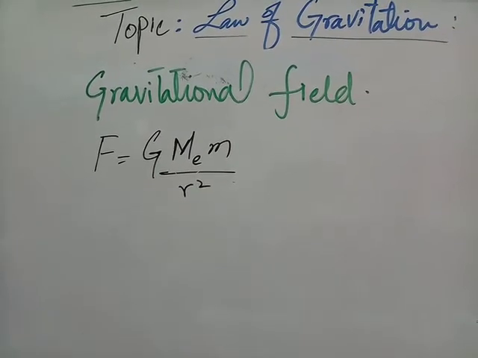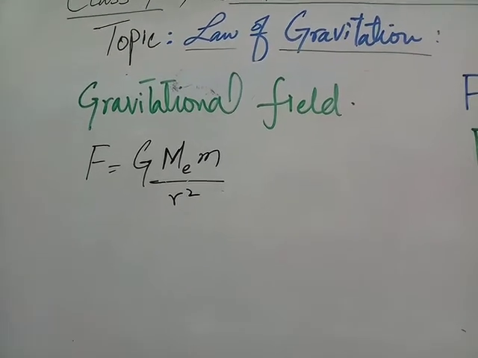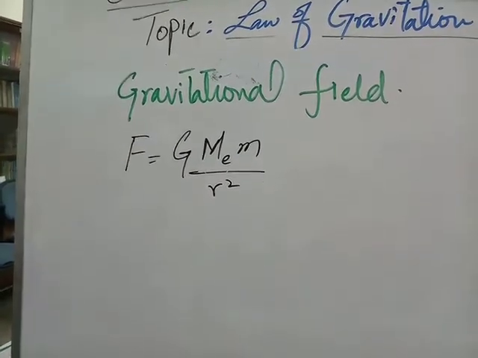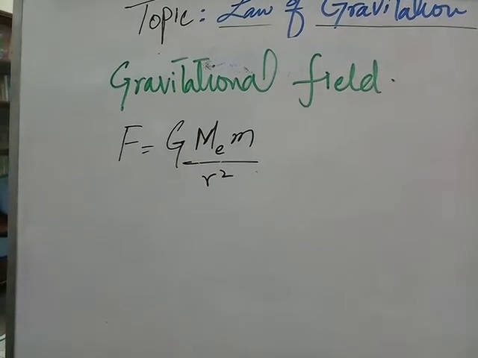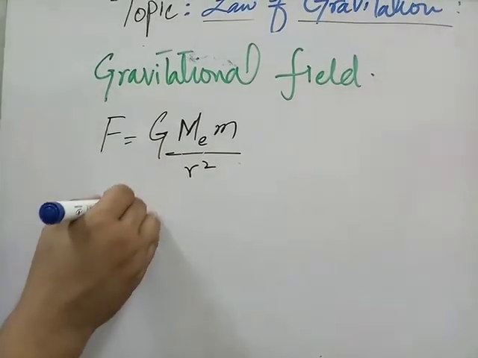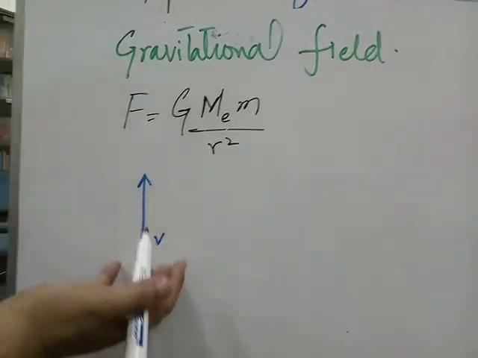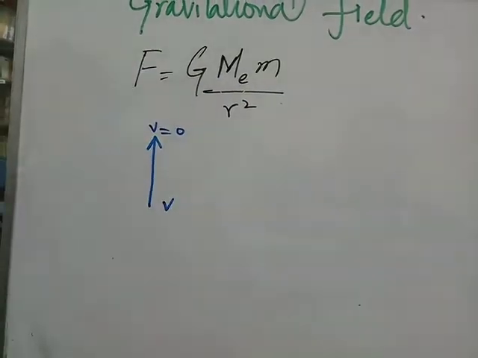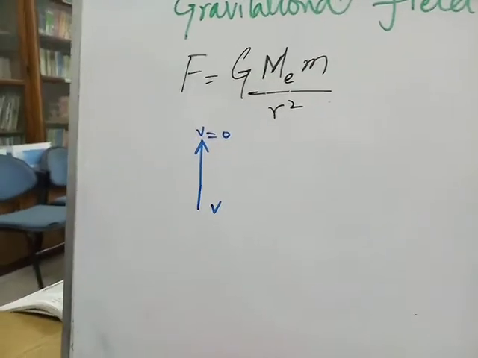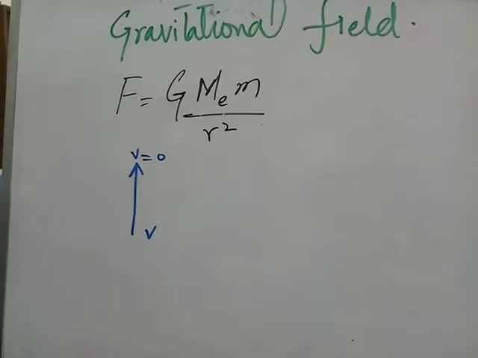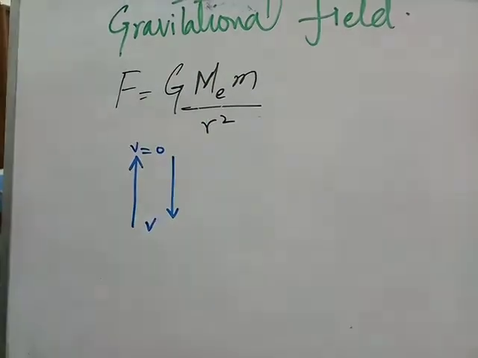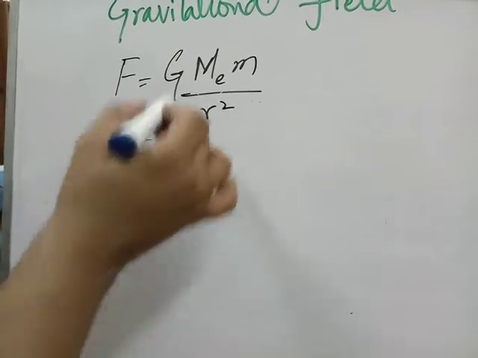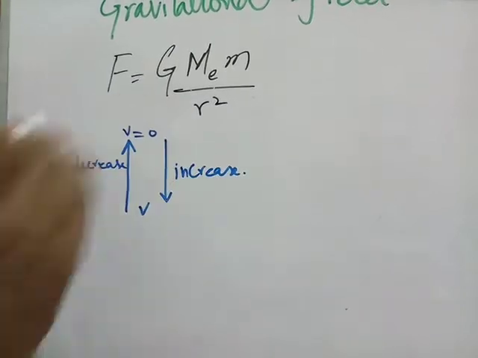So the weight of the body is due to the gravitational force with which the earth attracts a body. Gravitational force is a non-contact force. For example, the velocity of a body thrown up keeps decreasing. When I have a ball and I throw it, initially I give it some velocity, but this velocity decreases as the ball goes up. When the ball comes back, the velocity increases until it returns to its initial value.